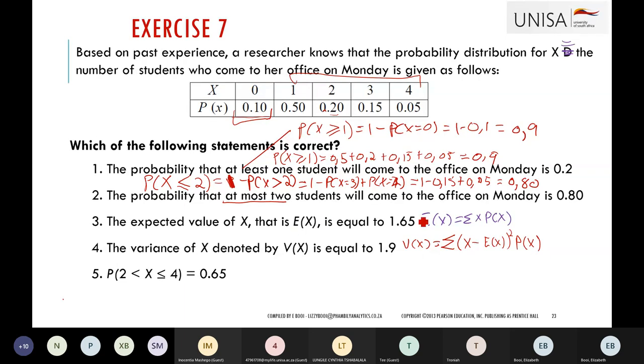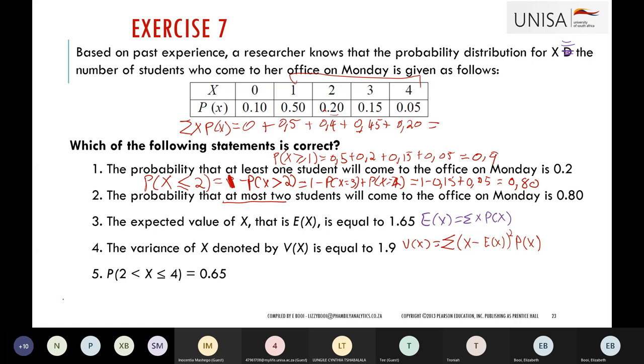Okay, so the next one was to find the expected value. We can use the table and multiply. So 0 times 0.1 will be 0, 1 times 0.05 will be 0.05, 2 times 0.20 will be 0.4, 3 times 0.15 will be 0.45, 4 times 0.05 will give us 0.20. And this is x times p(x). And if we want to put the summation, then we just need to add all of these values, and that will give us the sum of all of them.